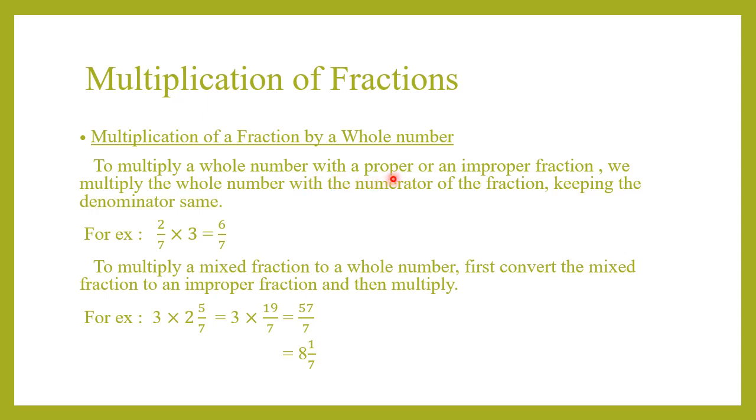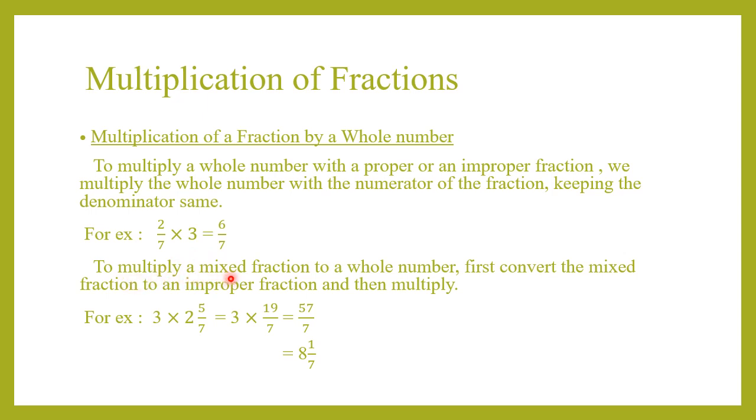To multiply a whole number with a proper or an improper fraction, we multiply the whole number with the numerator of the fraction, keeping the denominator same. For example, 2 by 7 is a fraction multiplied by a whole number, that is 3, is equal to. So when you multiply a proper or improper fraction, first you have to multiply the whole number with the numerator. So here numerator is 2 and whole number is 3. So 2 3s are 6 divided by, write the denominator as it is, same. So that is 6 by 7.